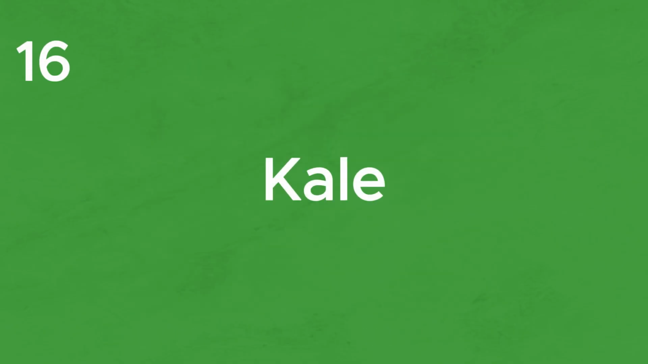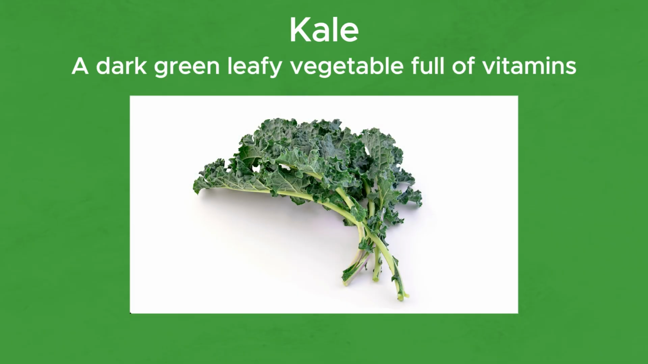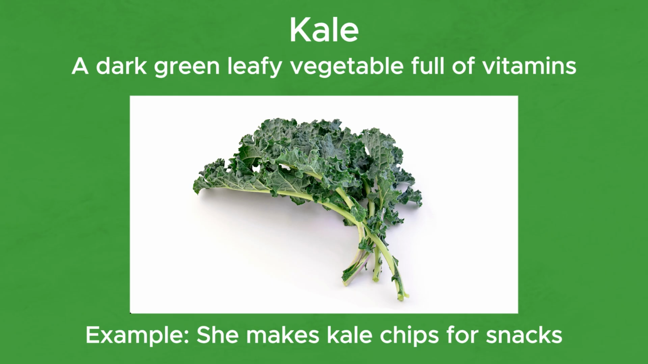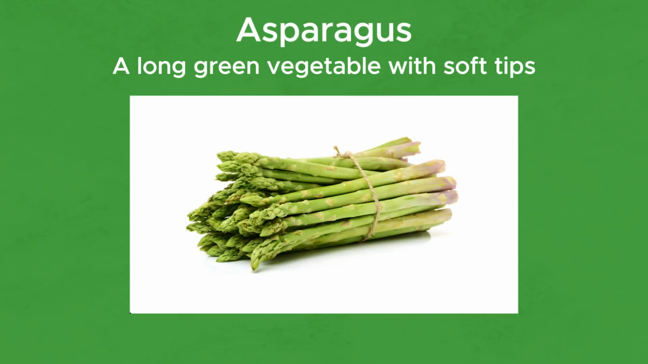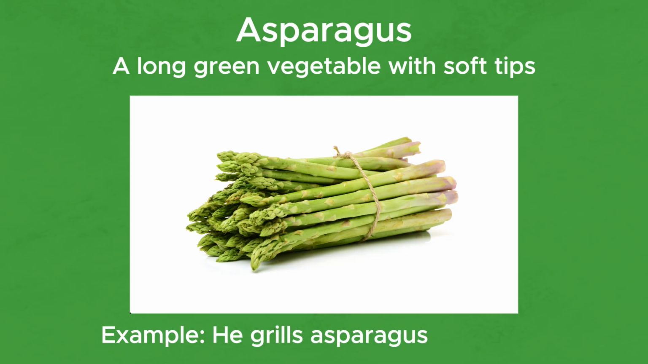Kale. A dark green leafy vegetable full of vitamins. Example, she makes kale chips for snacks. Asparagus. A long green vegetable with soft tips. Example, he grills asparagus for dinner.